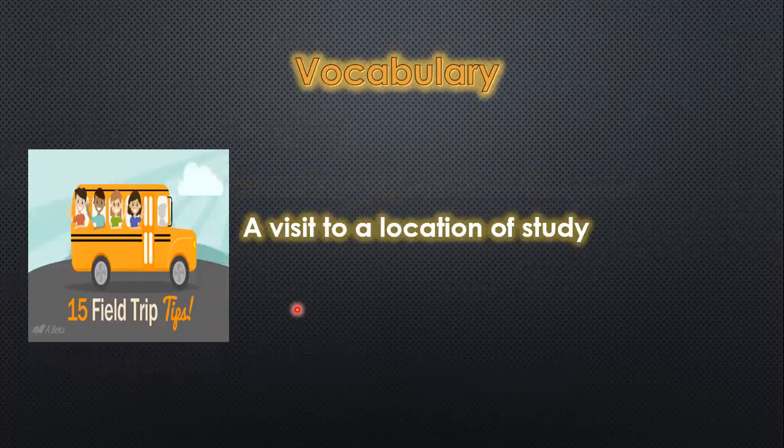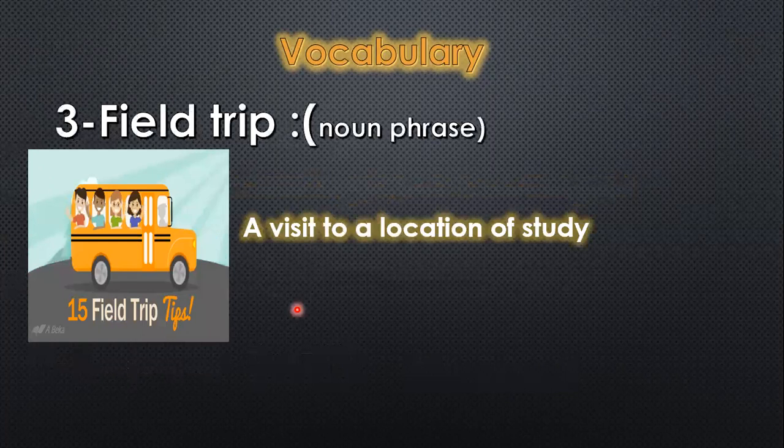The third word is a field trip. When your teacher tells you that we are going to go on a field trip, what do you mean by field trip? It is a visit or a trip to a location or area of study. يعني رحلة ميدانية. So a visit to a location of study, something related to your subjects at school. So you are going to go and see this object or see this location.